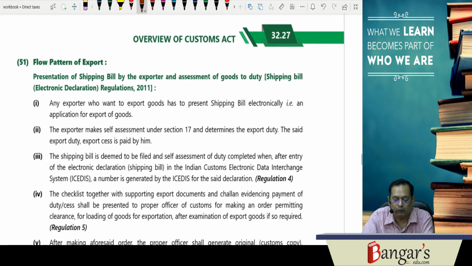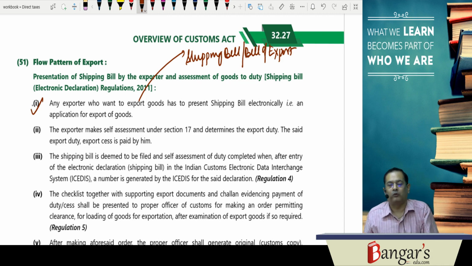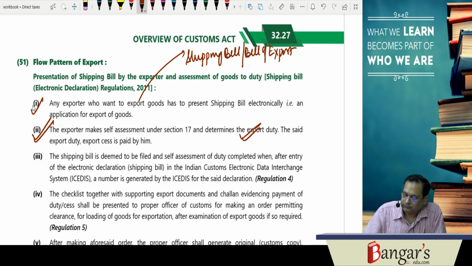Now we are having the flow similar to import, we are having the flow pattern of export. So here the exporter has to present the shipping bill or say bill of export. So the exporter who wants to export the goods has to present the shipping bill electronically. That is the application for export of goods. The exporter makes the self-assessment under Section 17. He determines the export duty, and the export duty, if any, is paid by him.